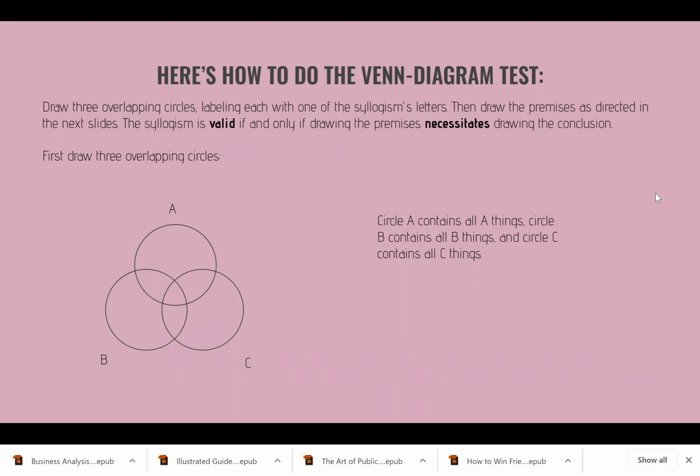Here's how to do the Venn diagram test. First, draw 3 overlapping circles, labeling each one with one of the syllogism's letters. Then draw the premises as directed in the next few slides. The syllogism is valid if and only if drawing the premises necessitates drawing the conclusion. So first, draw the 3 overlapping circles. Circle A contains all A things, circle B contains all B things, and circle C contains all C things.